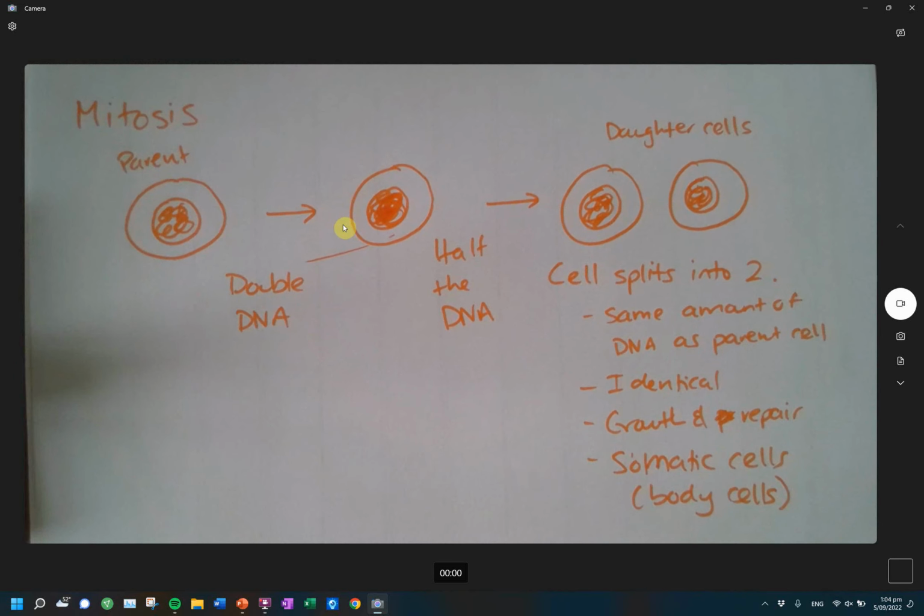So are we okay with that so far? All right, looking at our checklist, I'm ticking off the word mitosis. I'm ticking off the word somatic. Yeah, we've done DNA. DNA is a double helix. All right, keep going.